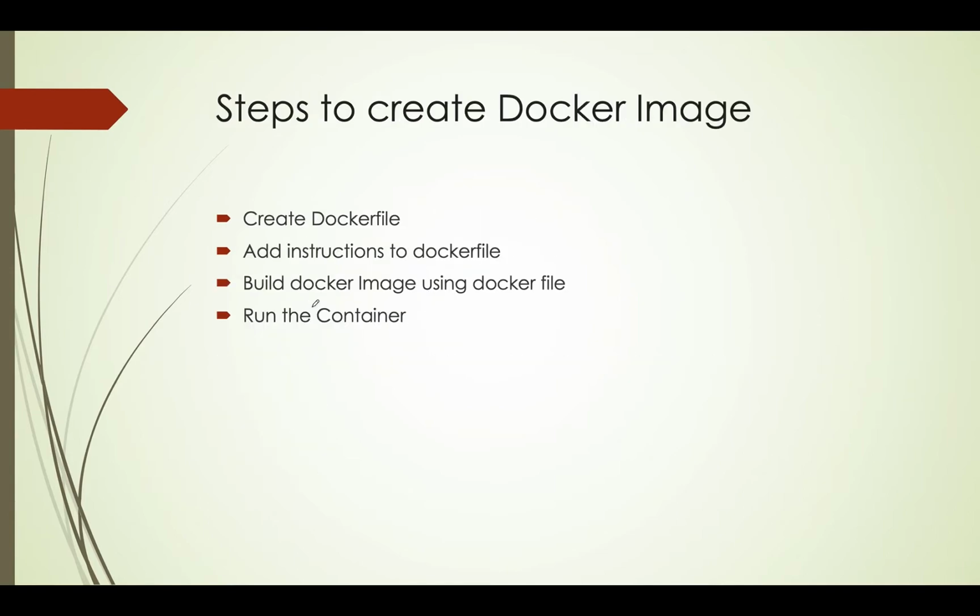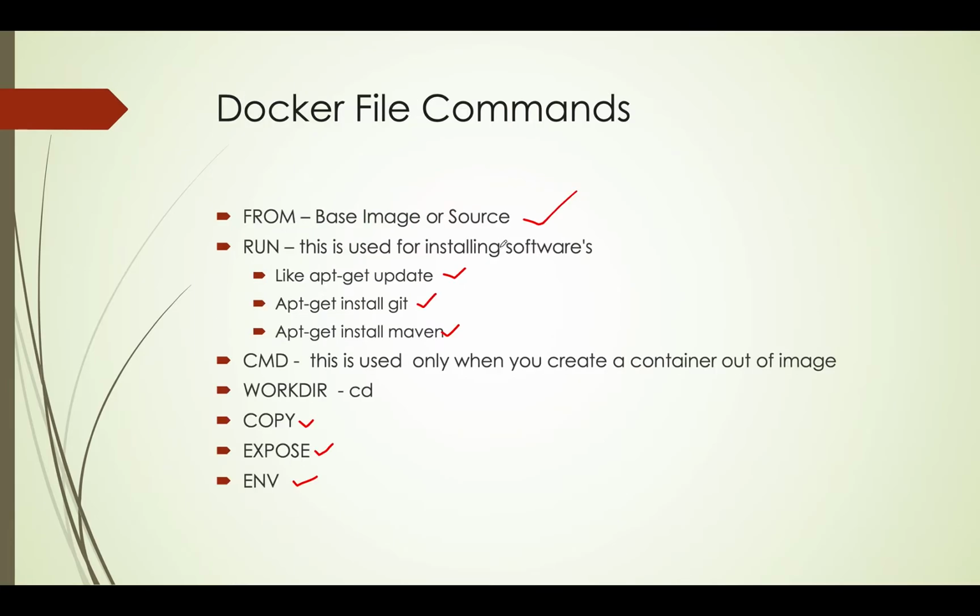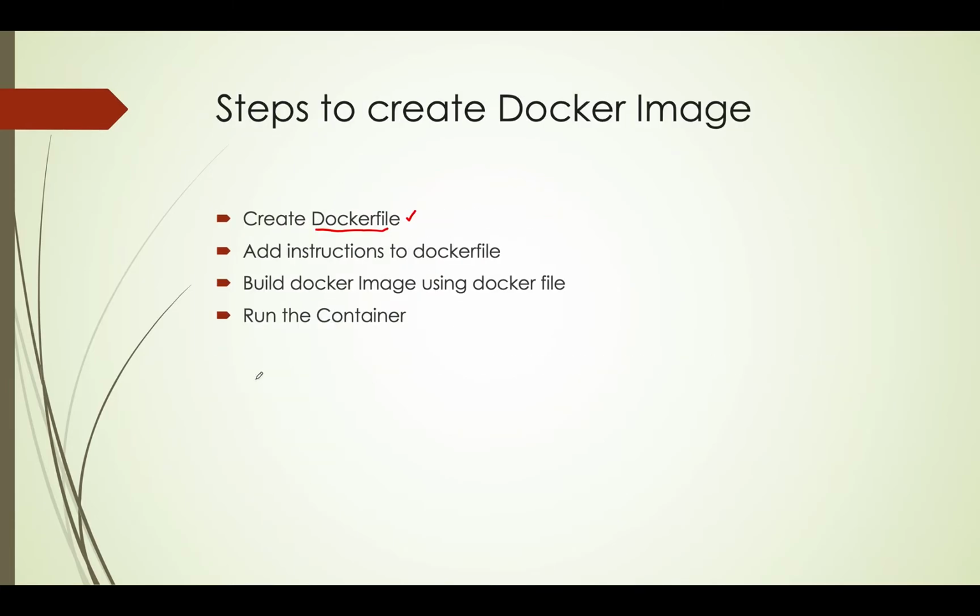Next, what are the steps to create a Docker image? First I need to create a Dockerfile. The recommended way is Dockerfile, D is capital, all the rest small letters. If you want to give another file name you still can, but the recommended way is this. Then add instructions. What are the instructions? I will add FROM command, RUN command, and CMD, those instructions.